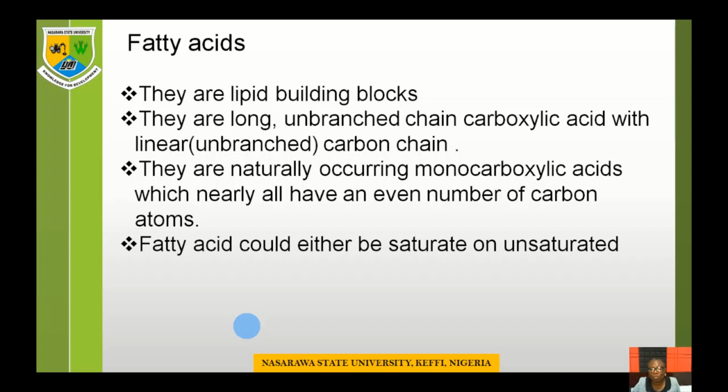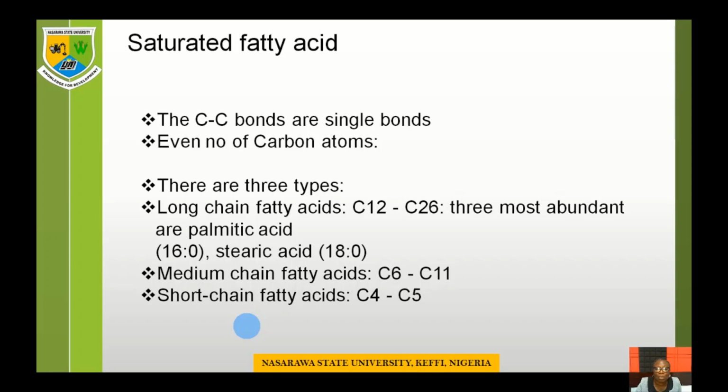Then this fatty acid could either be saturated or unsaturated. Now, saturated fatty acid. What are saturated fatty acids? Saturated fatty acids have single bonds. Carbon-carbon bonds are single bonds. They also have an even number of carbon atoms.